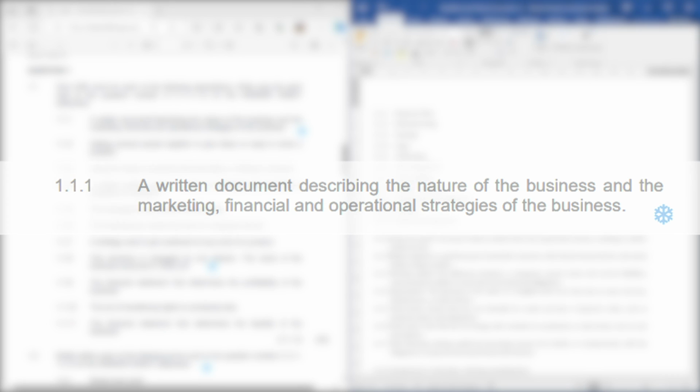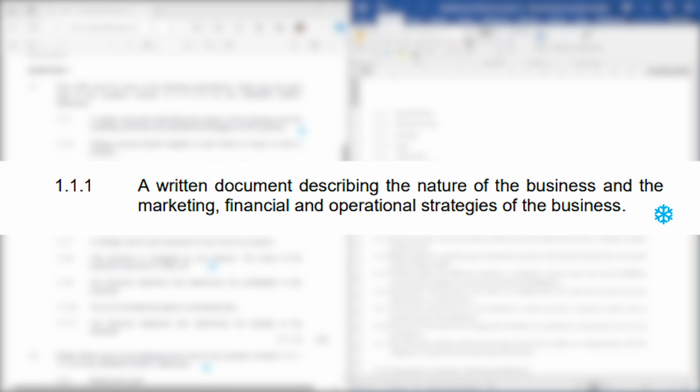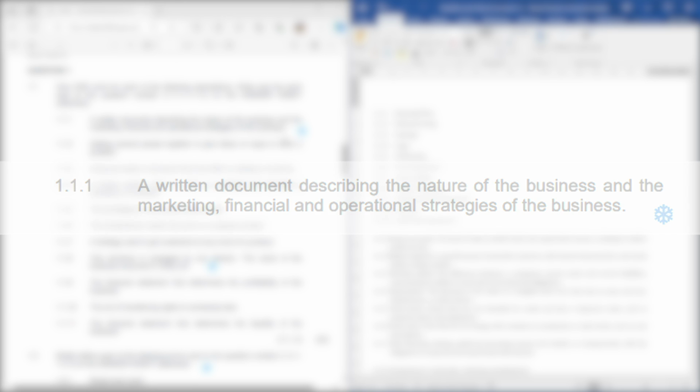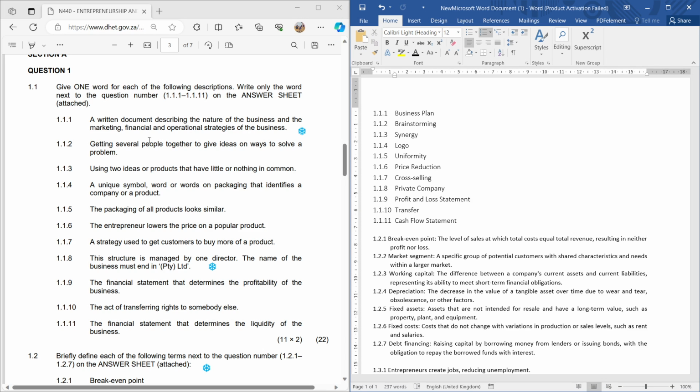1.1.1. A written document describing the nature of the business and the marketing, financial, and operational strategies of the business. We are required to write one word that describes this statement, and that is a business plan. It outlines the business's marketing, financial, and operational strategies. It gives a clear, written mind map of how the business is planning to move from point A to point B.